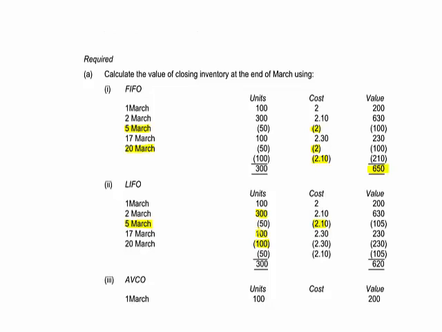What that means then is that the inventory value at the end of March will be lower, because we're going to be valuing the 200 that we originally purchased, the $200 worth that we originally had and didn't sell at $2 per unit, and the remaining ones from the 2nd of March that we've not sold. So we end up with a value of 620.